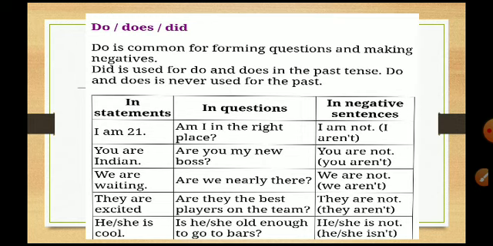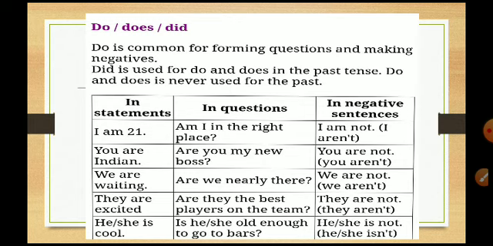Now moving forward, we will go to do, does and did. We see here do is common for forming questions, as I have already told you, and making negatives. Did is used for do and does in the past tense. Do and does are never used for the past.